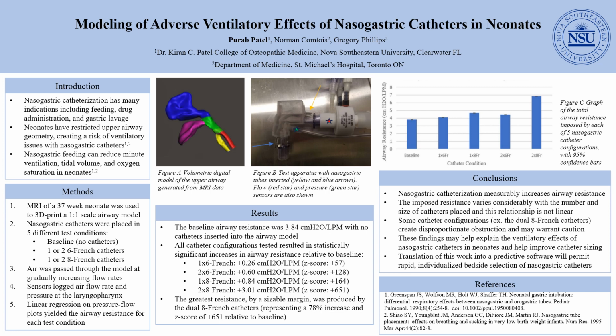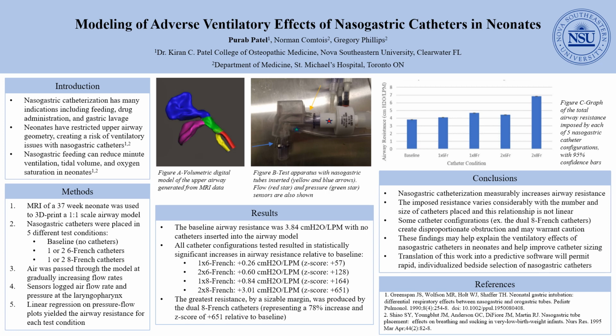The results indicated that all of the catheter configurations tested resulted in statistically significant increases in airway resistance relative to the baseline, and in particular the dual 8 French catheters produced an increase of 3.01 centimeters of water per liter per minute of airway resistance relative to baseline. This represented a Z-score of positive 651, or a 78% increase relative to the baseline. The summary data is presented in Figure C, which shows the total airway resistance for all of the catheter configurations.